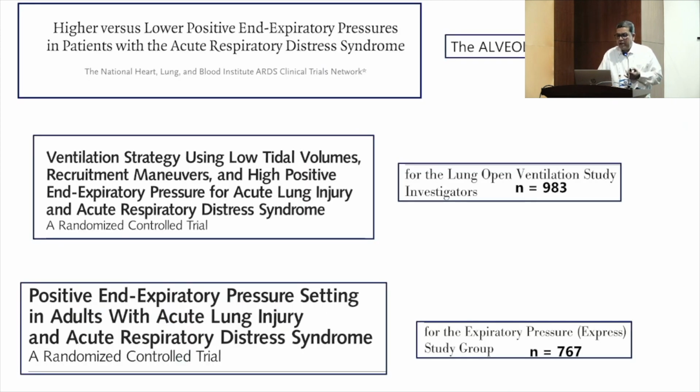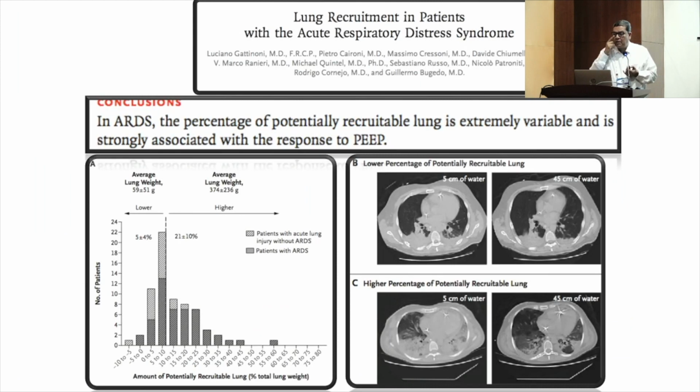Now, why is it that 3 major trials did not show any improvement between high PEEP versus low PEEP? That is in fact probably part of almost every trial in critical care nowadays. Almost all of them are negative trials. Why is that so? Because, if you look at this, an original study done by Gattinoni several years ago showed that not everybody in ARDS is the same.